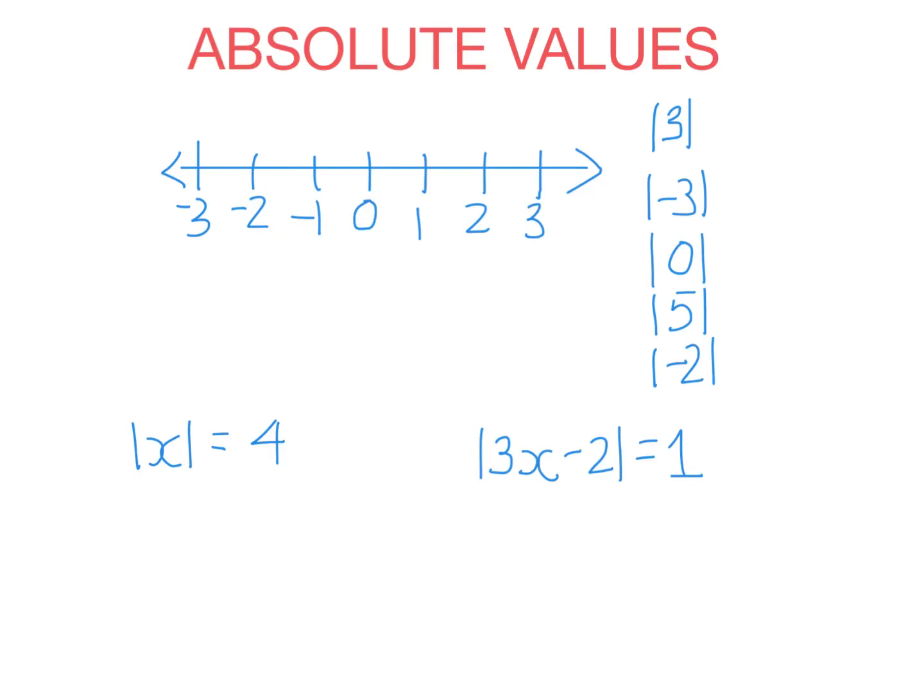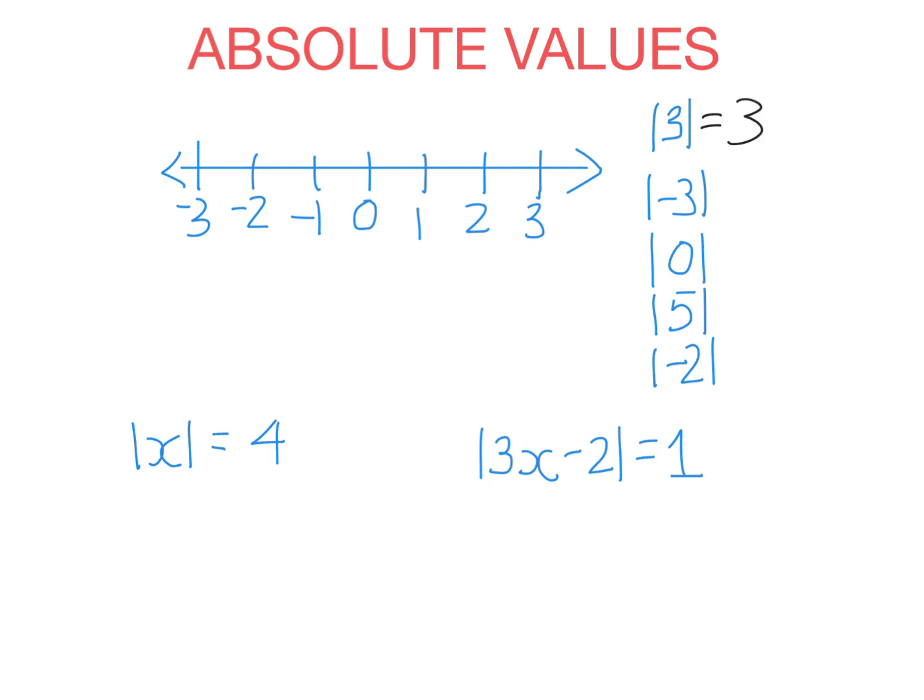Thank you so much for tuning into this video in which we will look at absolute values, also called modulus. So we're looking at things like this. This is read as the absolute value of 3. It just means how far is this from 0 on the number line. So the distance from 0 to 3 is just 3.